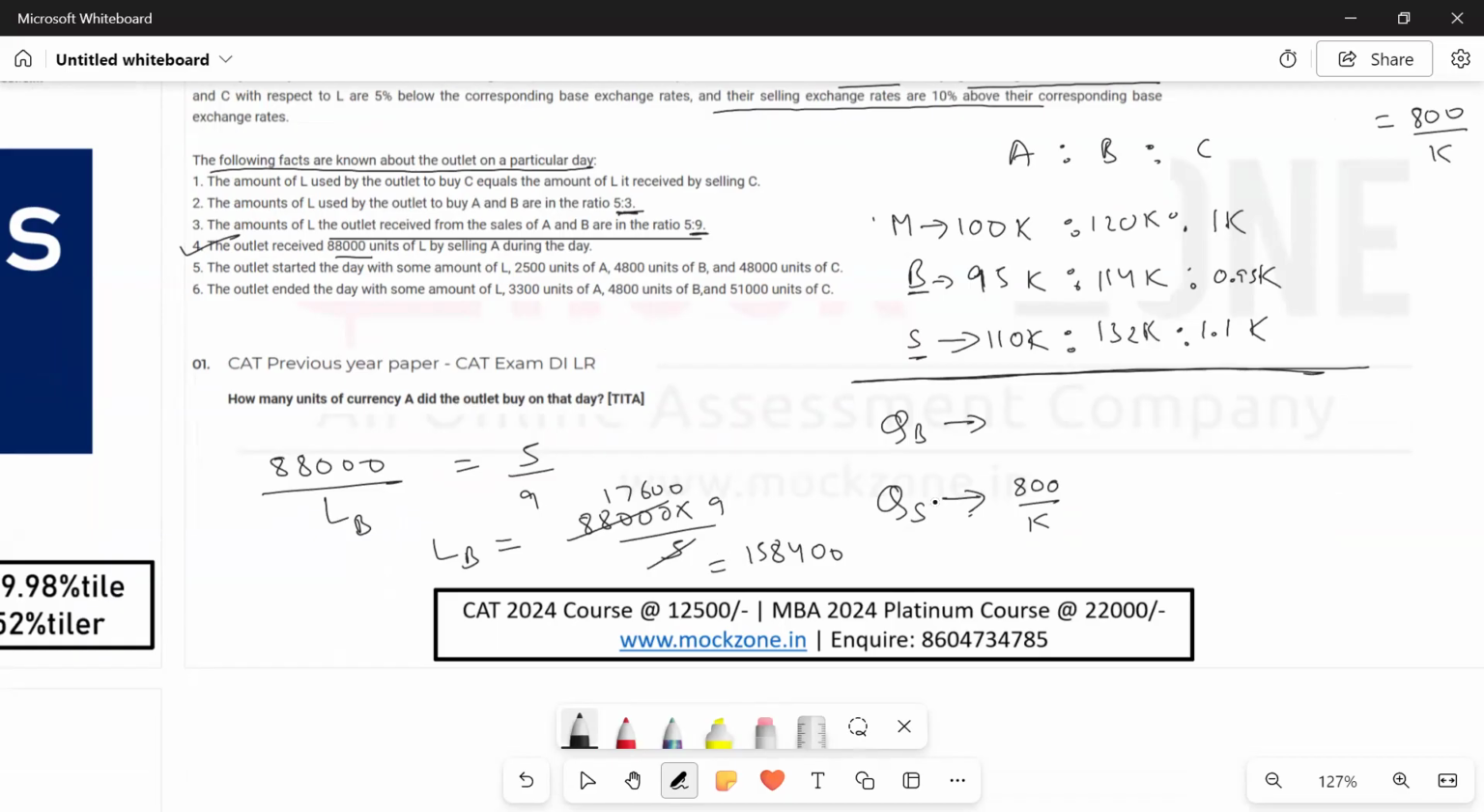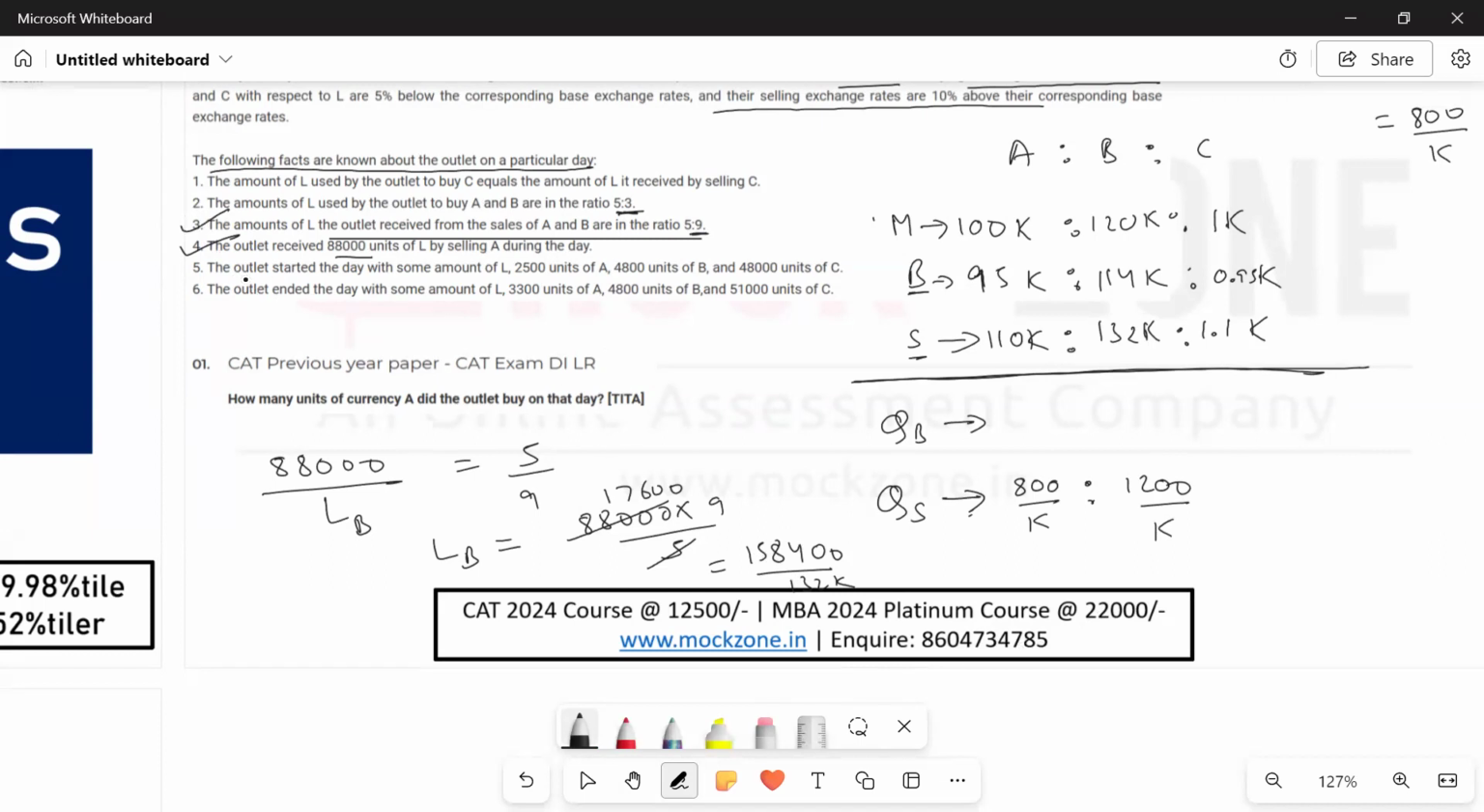That means the quantity of B we have sold will be this divided by 132K, which is how much? Well, this is 1200. This will be 1200 by K, the amount of B we have sold. So we are done with the third statement also.